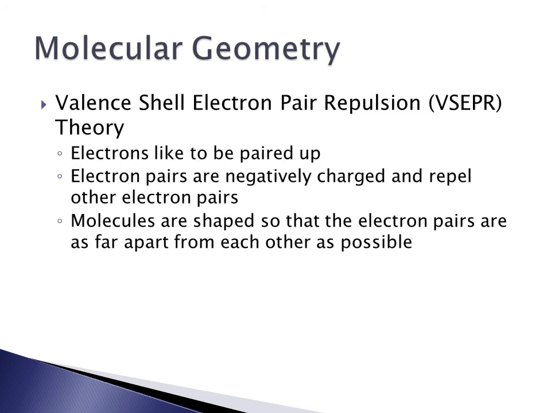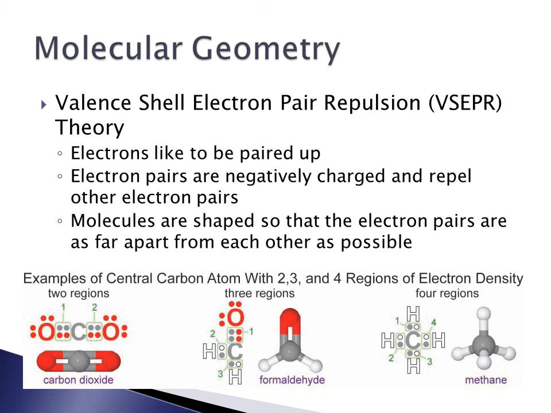Going back to this idea of lone pairs of electrons causing changes in molecular geometries, we have a theory called valence shell electron pair repulsion theory, which looks like VSEPR but is often referred to as VSEPR theory. And that theory tells us, since electrons like to pair up, and since electron pairs are negatively charged and repel other electron pairs, because like charges repel, molecules will be shaped so that the electron pairs are as far apart from each other as possible. Okay?